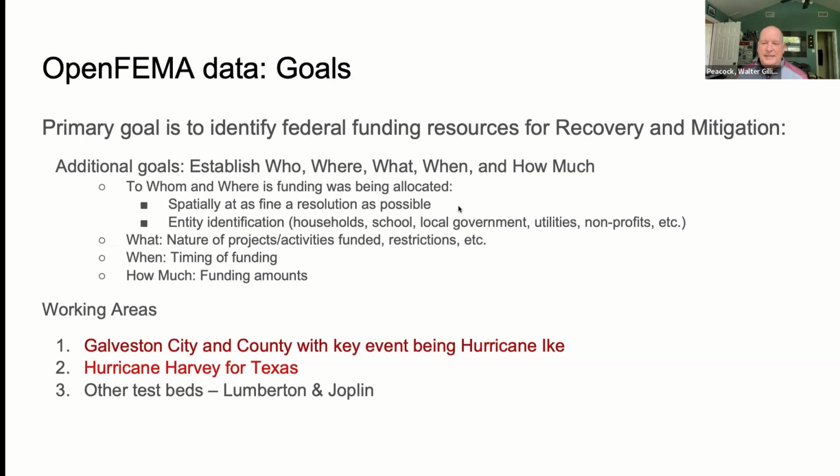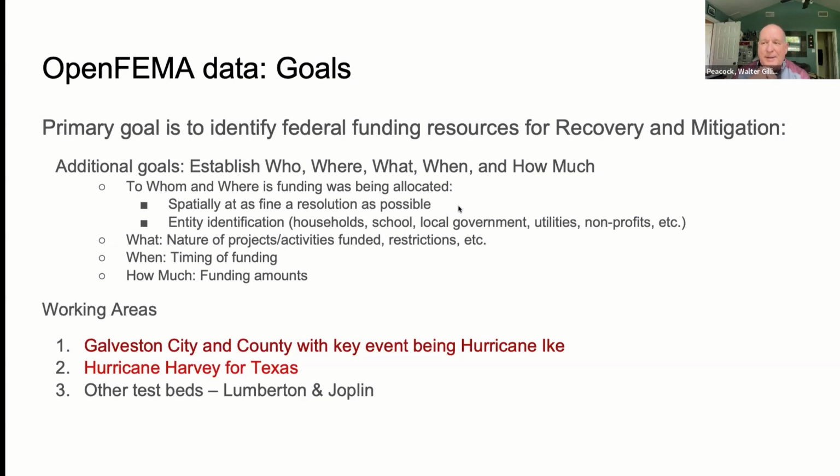Our goal in looking at these data is, one, to identify the federal funding resources for recovery and mitigation, but really to establish who, where, what, when, and how much with respect to funding from these various resources. Our goal is to capture it at as fine a spatial resolution as possible, even down to identifying the facility or entity that's actually getting the funding, and timing, et cetera. And then the nature of the projects, the restrictions there might be on the funding, timing, and then funding amounts as well.